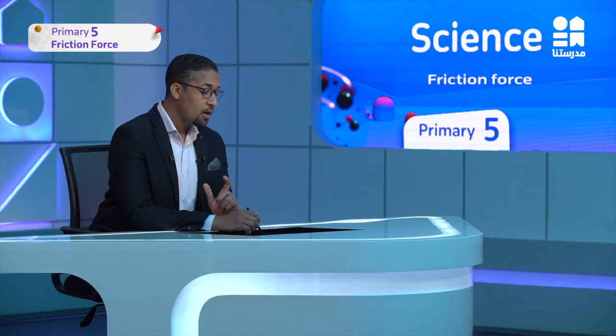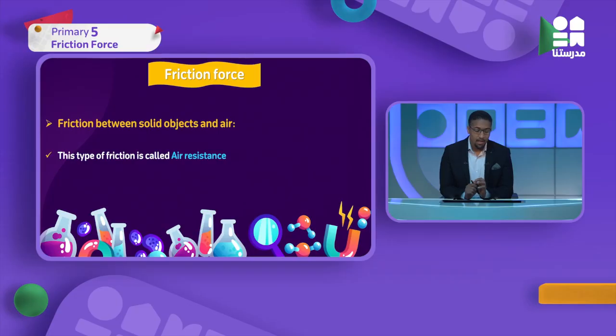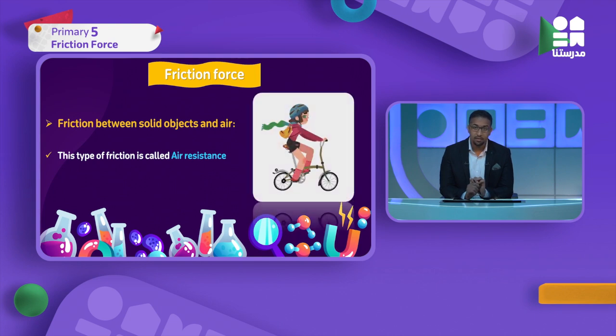So let's continue. We studied in the last episode the first type, friction between solid bodies, and in this one we will study solid and air, which is called air resistance, and solid and water, which is called water resistance. So let's start. Friction between solid objects and air. This type of friction, as we said before, is called air resistance.